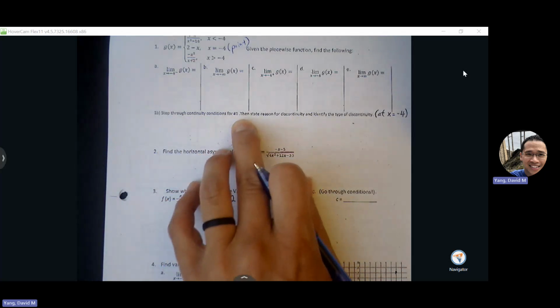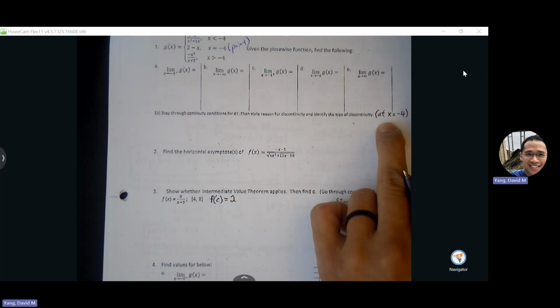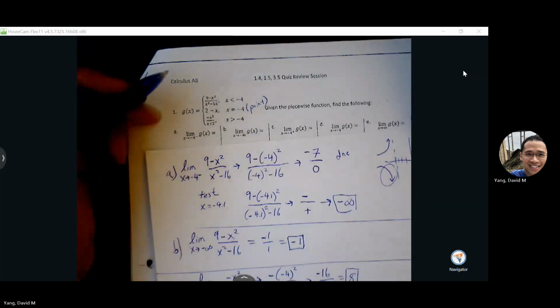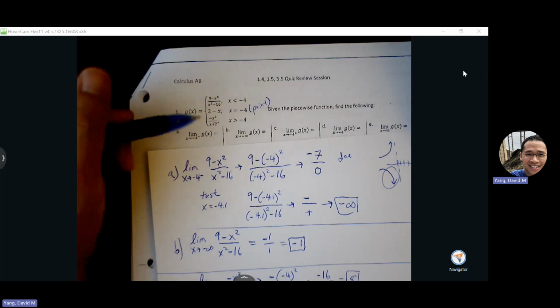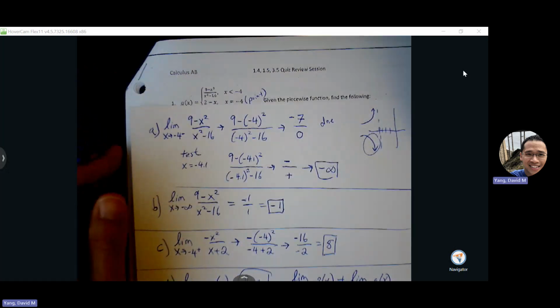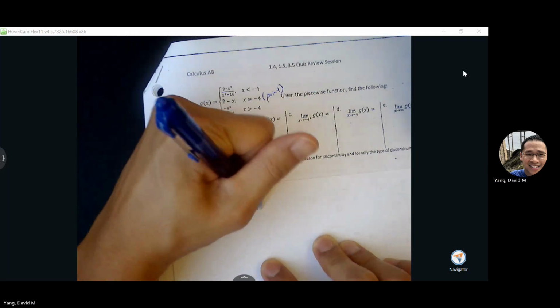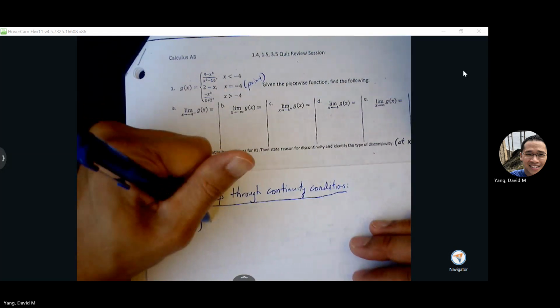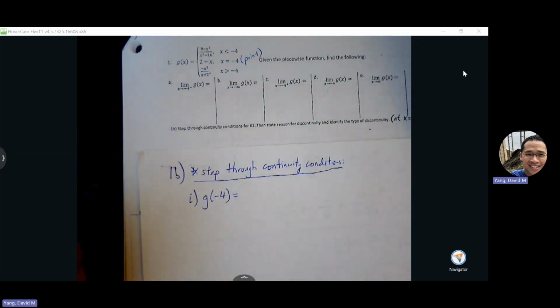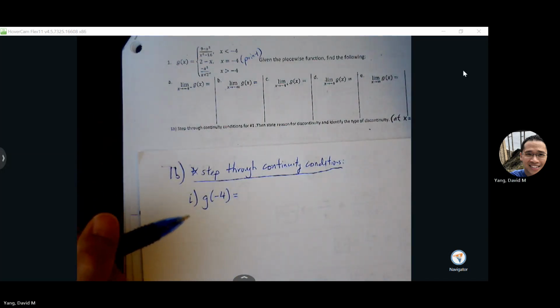Okay, number 1b says step through continuity conditions for number 1, then state the reason for discontinuity, identify the type of discontinuity at x equals -4. So we're going to step through continuity conditions for each, starting with the point. So first condition, the point exists. Where do we find our point? Middle one. Okay.